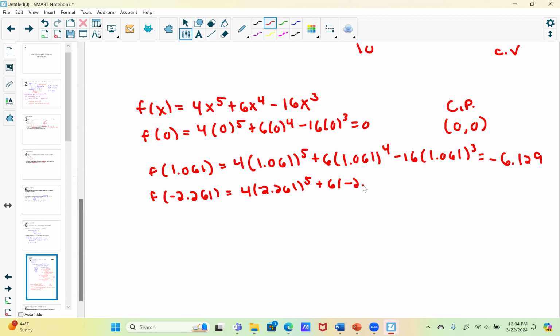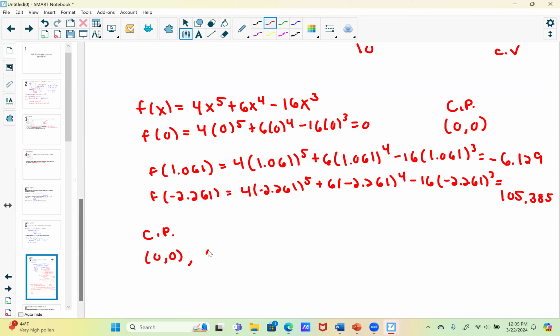Okay, and just make sure, especially with a negative, that you're putting it in parentheses, or else you will get the wrong number if it's an even exponent. So that gives me 105.385.